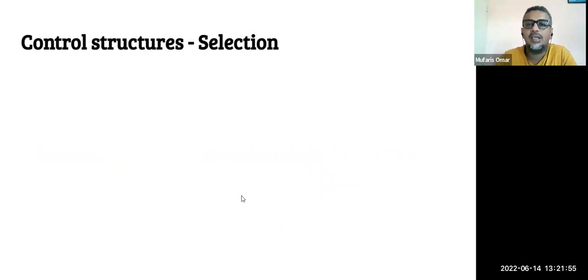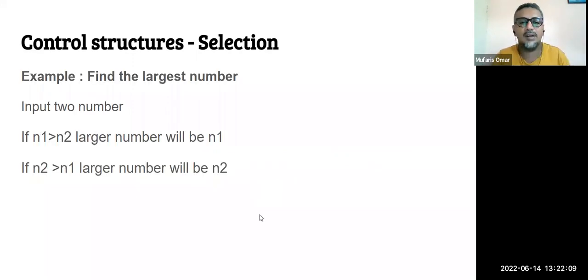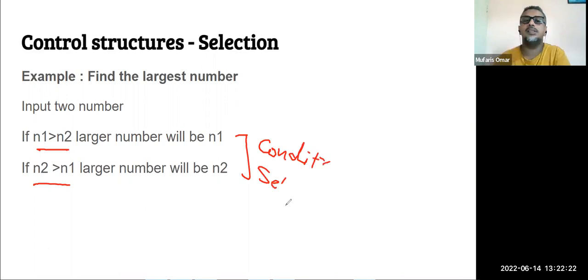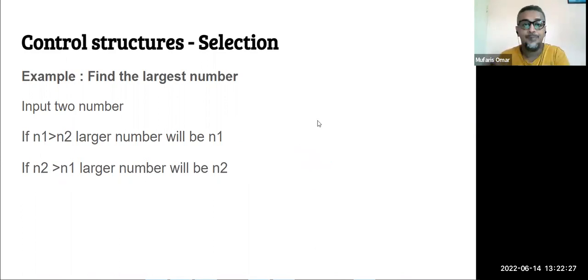Selection. Let's take this one. As I said, okay, finding the largest number. Remember this one we did, right? We take two numbers. Then if number one is greater than number two, we say number one will be the larger, otherwise the larger number will be n2. Okay, now look at this one. Here also we have this selection. So this is called the conditions. Okay, condition or the selection structures. Selection structures. Okay, is that clear?